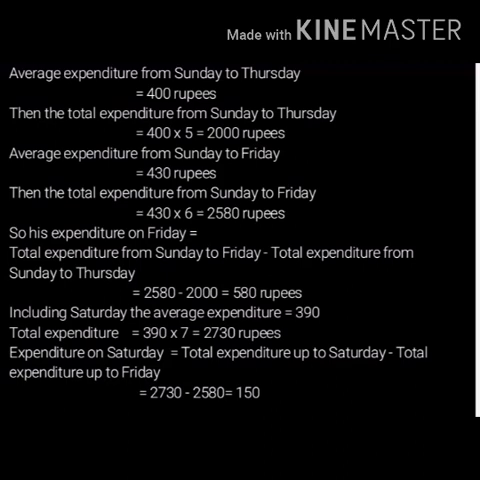Including Saturday, the average expenditure is 390 and the total expenditure is 390 into 7, that is 2730 rupees. Then we can find the expenditure on Saturday by subtracting total expenditure up to Friday from total expenditure up to Saturday, that is 150. So that is the expenditure on Saturday. We can just do this problem like this.